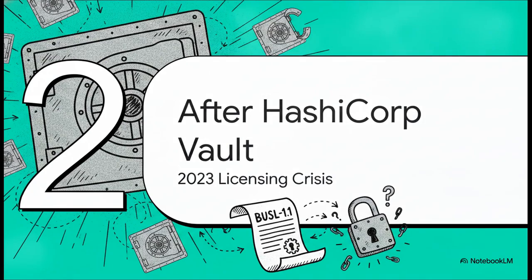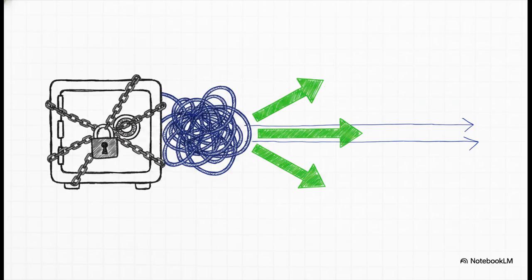Moving on to Section 2, Life After HashiCorp Vault, the 2023 licensing crisis. Let's start by looking at that heavy bank vault. For years, HashiCorp Vault was the undisputed heavyweight champion of this category. But recently, a lot of engineering teams have been scrambling for new vaults. Why? Well, it all boils down to HashiCorp moving Vault to a business source license, or BUSL 1.1, back in 2023.